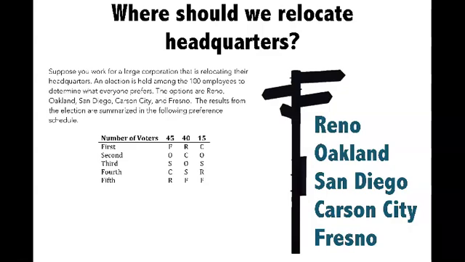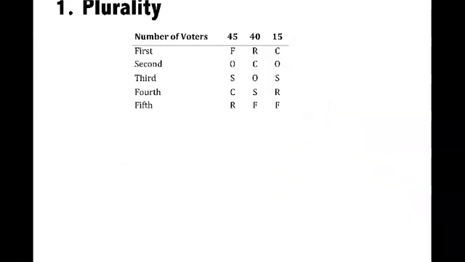The results from the election are summarized in the following preference schedule. Let's determine the winning city using each of the 4 methods. First, we'll determine the winner using the plurality method.